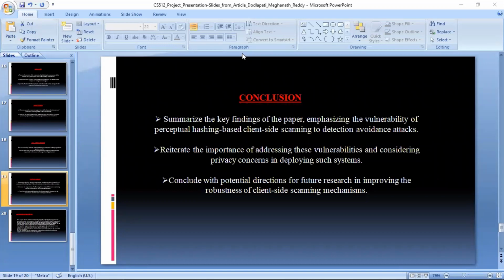Coming to the conclusion of this paper, the authors have introduced a framework to evaluate the robustness of perceptual hashing-based client-side scanning against adversarial attacks. Perceptual hashing is a technique used to identify and compare images based on the visual content. And client-side scanning refers to use of these techniques on users' devices to check for potentially harmful or inappropriate content before uploading or sharing it to a server.